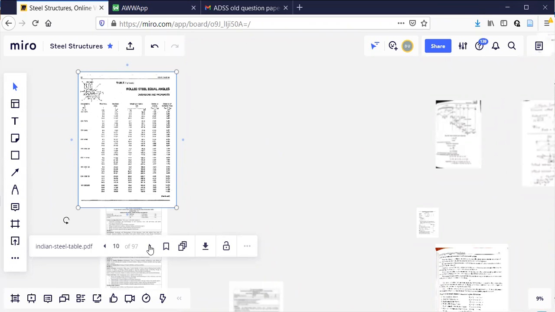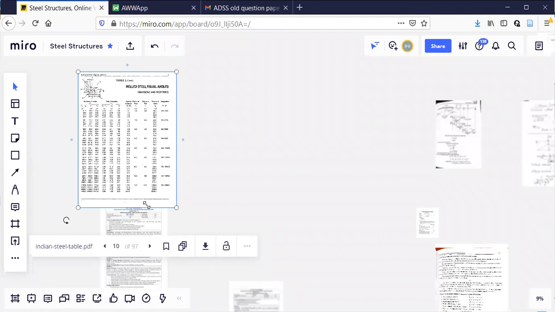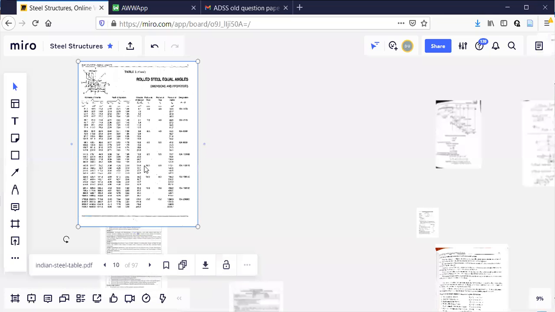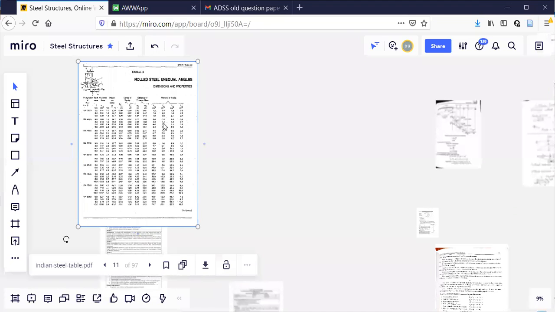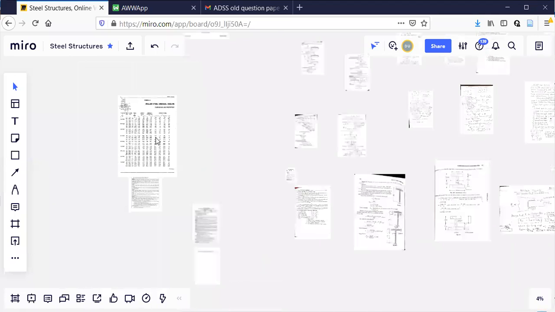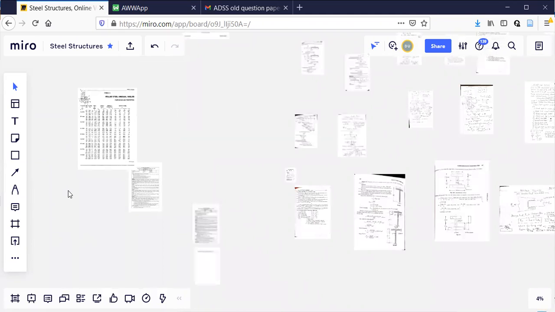So you need to go through this. If you're having a physical hard copy, it is better. But while class is on, this is enough. So all pages we can see here, all rolled steel structures, whatever is there. I mean to say this is nothing but a complete soft copy of the steel table book.